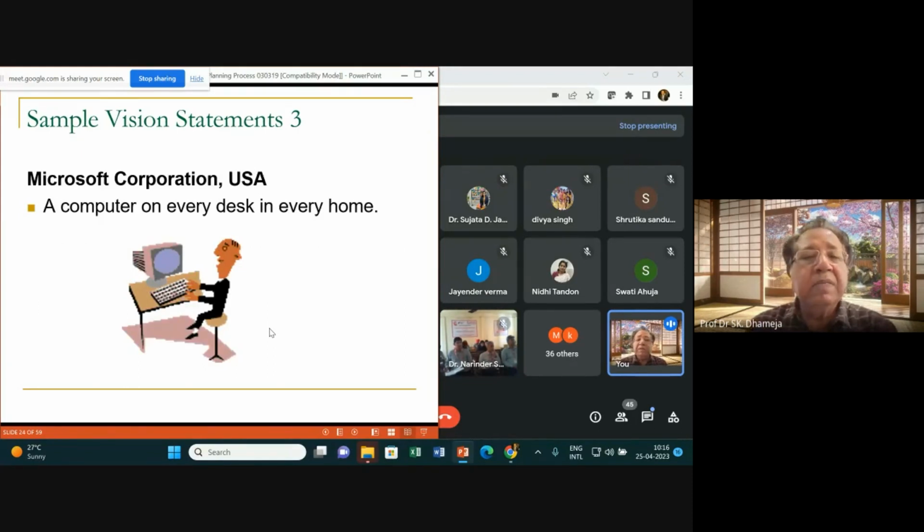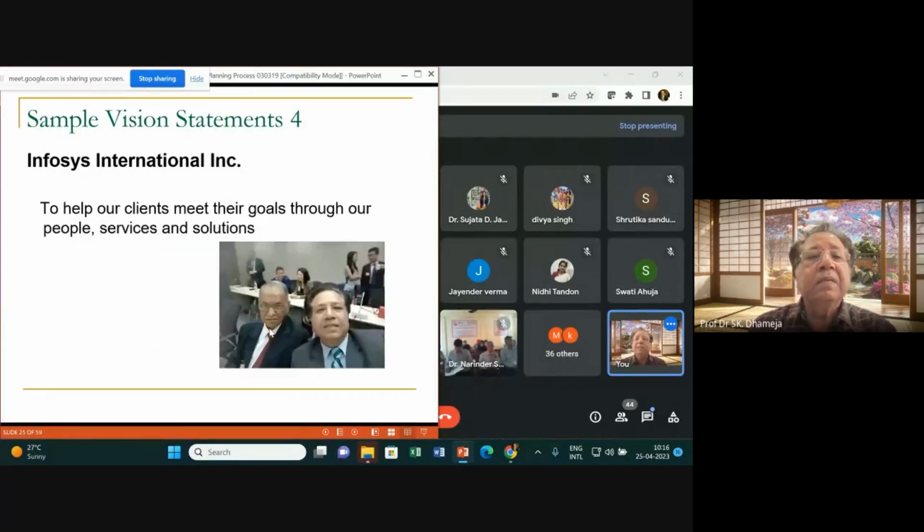This is for Microsoft, which I was discussing: a computer on every desk in every home. This is for Infosys: to help our clients meet their goals through our people, services, and solutions. Again, very simple. And you can see me with Mr. Narayana Murthy also. In fact, I am on the board of a UN body in Bangkok, and he's also a member of that body. So we generally meet together in those committees.